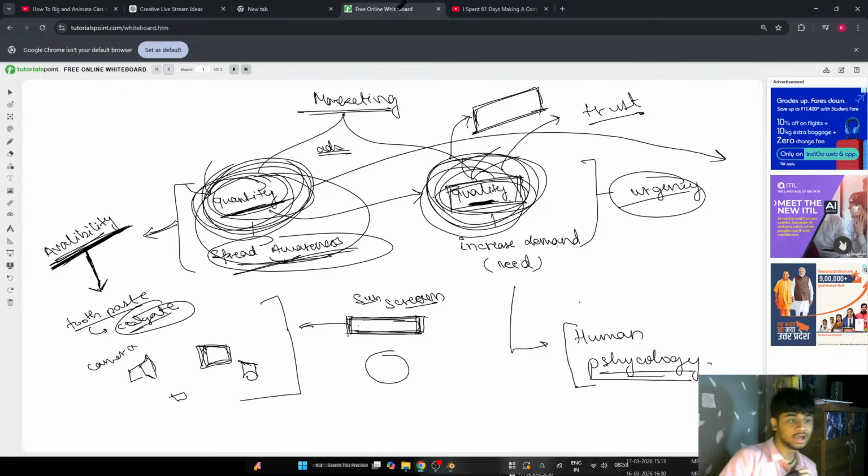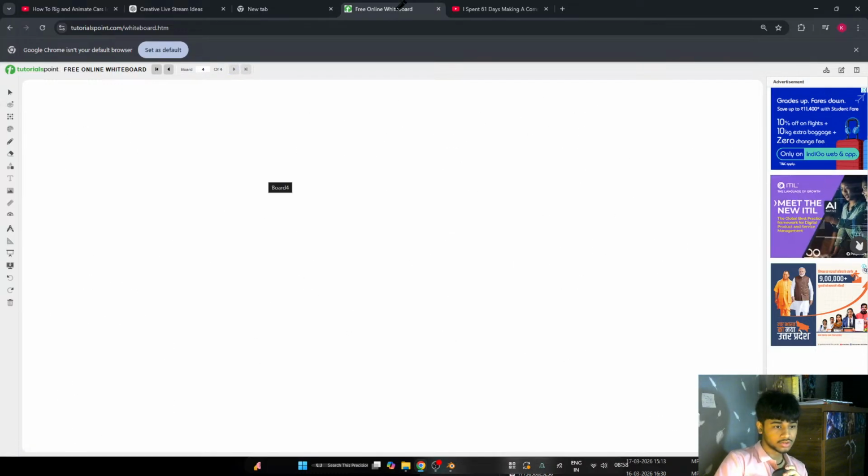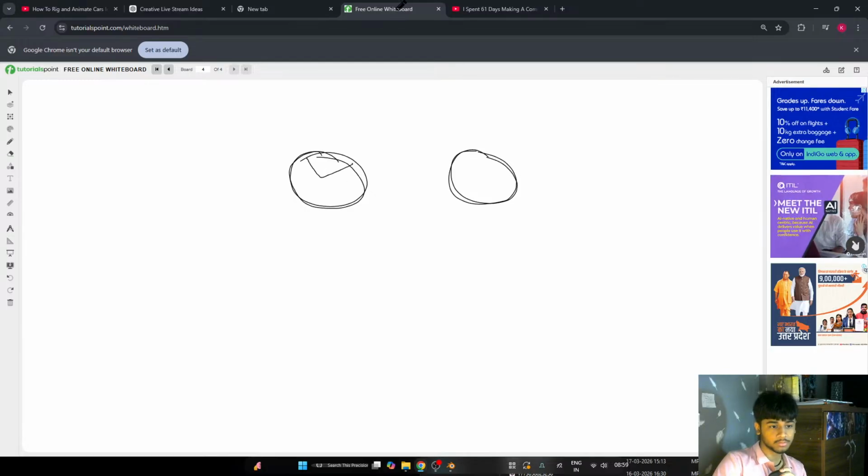The type of marketing they did was, so I'm going to draw two logos of two companies, okay? So this one is of BMW, all right. So this logo is of BMW.